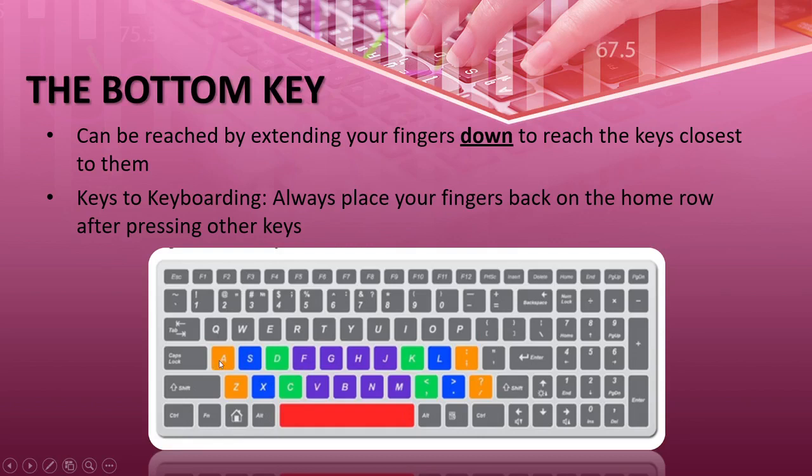A is a yellow color, S is a blue color, D is a green color, F is a purple color, and G also purple, H also purple and J also purple, and K is green, L is blue and the semicolon is yellow. What does it indicate? It indicates the finger's name. Yellow color is for the little finger.